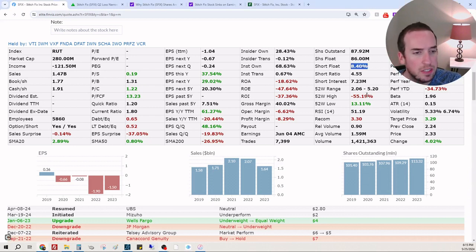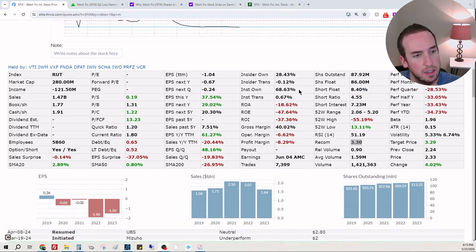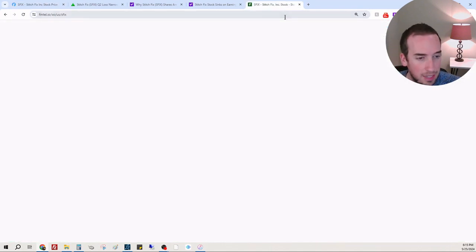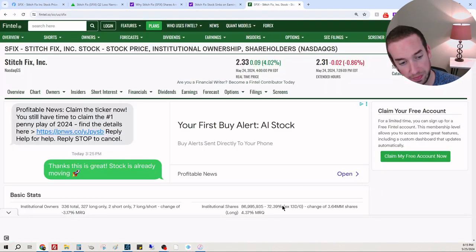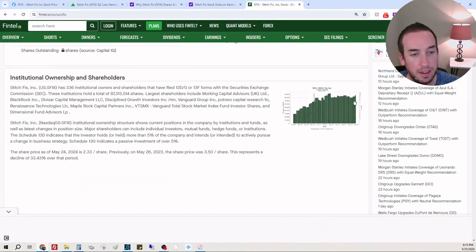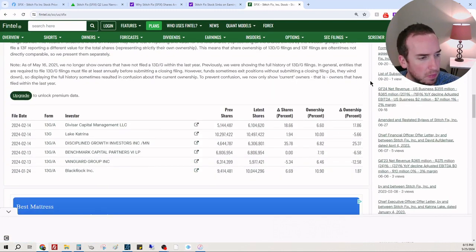There's 8% short on this. I don't disagree with that. Not recommended by FinViz, so yeah, not a great looking stock based on the financial metrics. 68% ownership as of old data. New data says 72, about a 4% increase. It's almost at all-time highs in terms of institutional ownership.